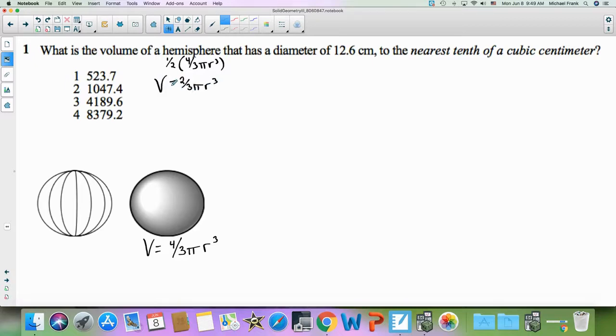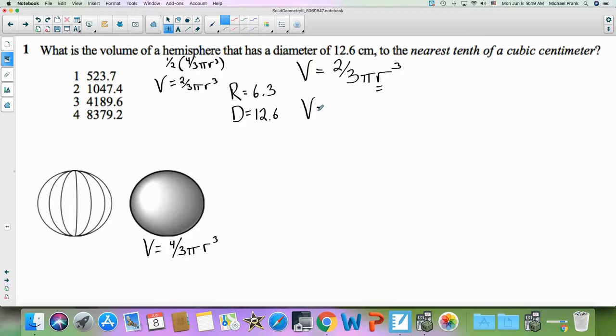So that's where we begin with our formula. The volume of a hemisphere is 2/3 pi r to the third power. And the only thing we need to know is the radius. Well, they're giving us 12.6 as the diameter, which means the radius is going to be half of that, which is 6.3.